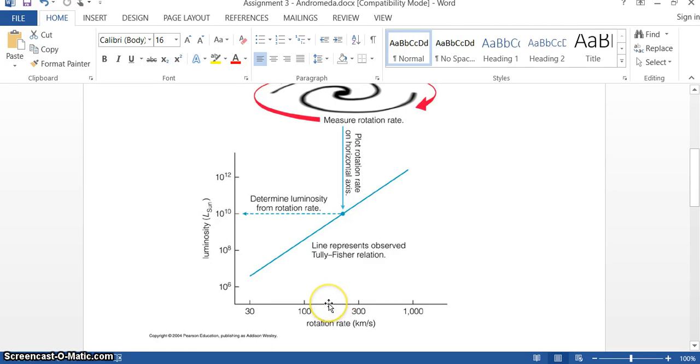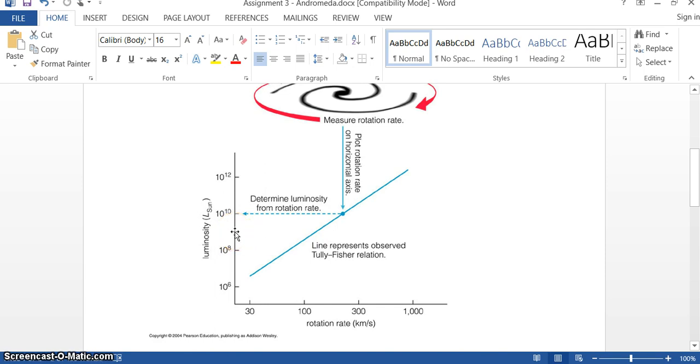I'm moving my cursor, and then of course for the Tully-Fisher relationship we go straight up. It'd probably be better to print this out and use a ruler. Okay, so roughly right here. And then once you get to that line, remember there's a relationship between the absolute luminosity of this spiral galaxy and the rotational rate. So then I go directly over, and so notice where I am.